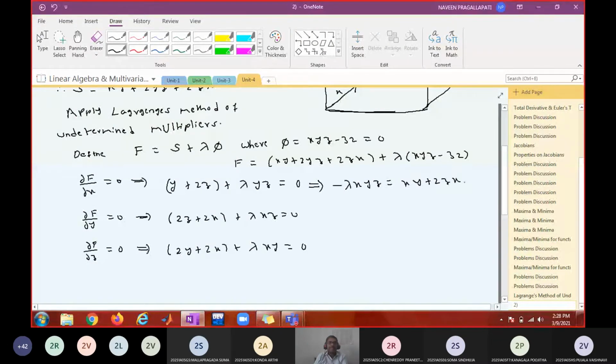Do you agree? Similarly, if I multiply both sides with y, what do I get? Minus lambda xyz is equal to 2yz plus 2x. Sir, that's not 2x, sir. Any mistake? Any mistake in dou f by dou y?